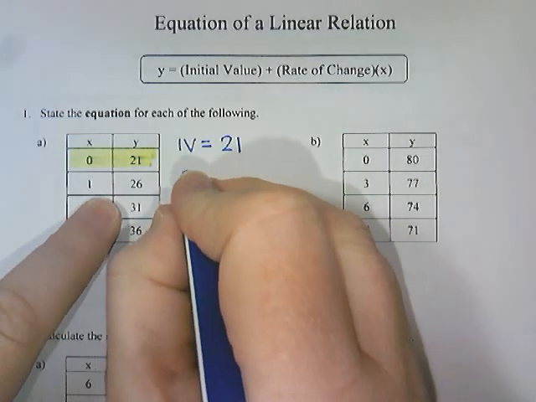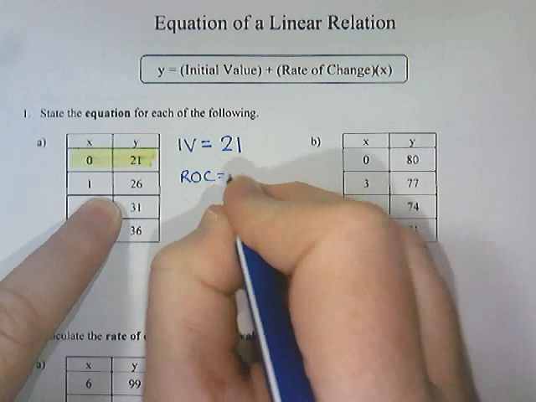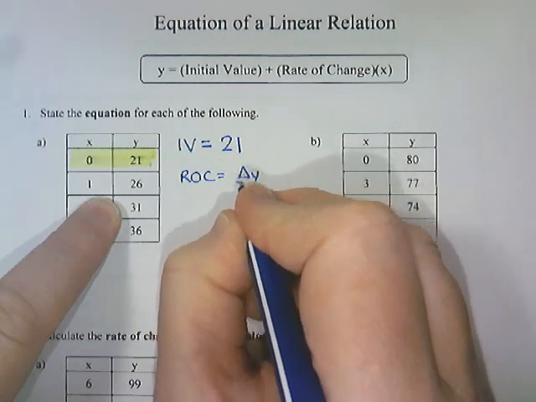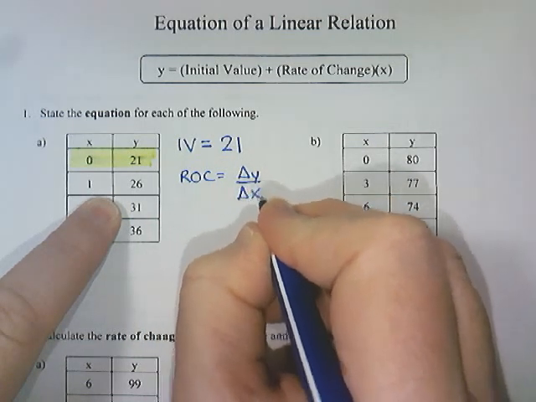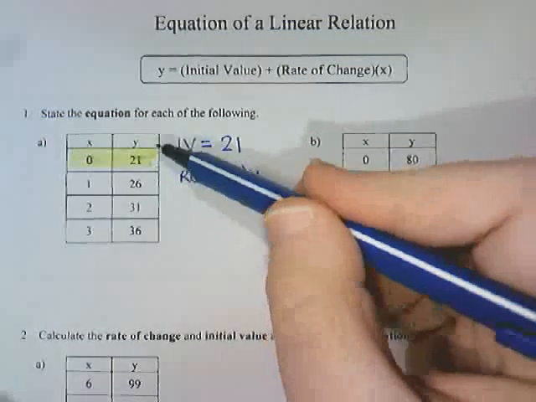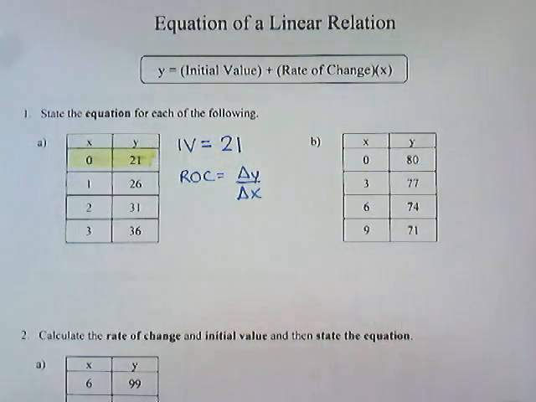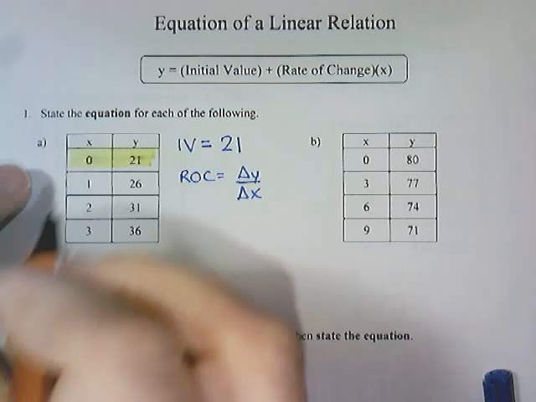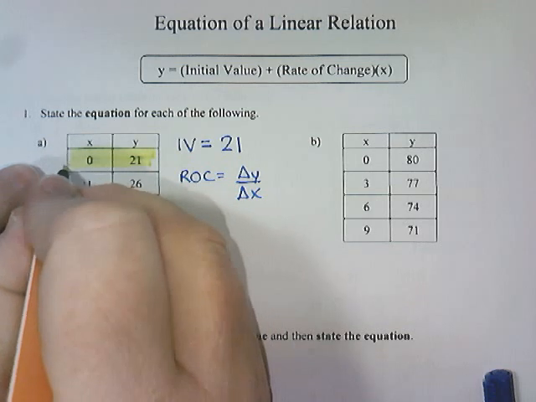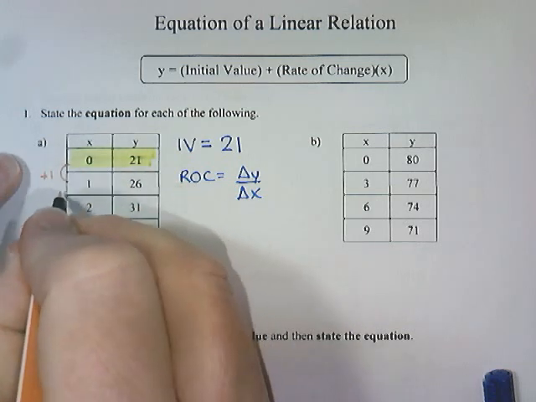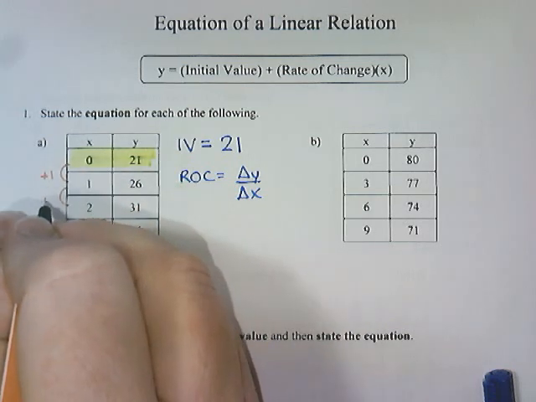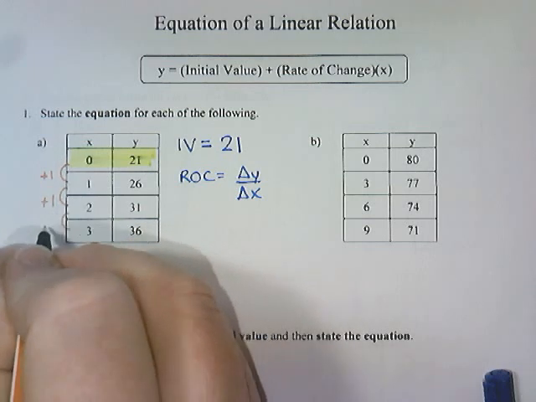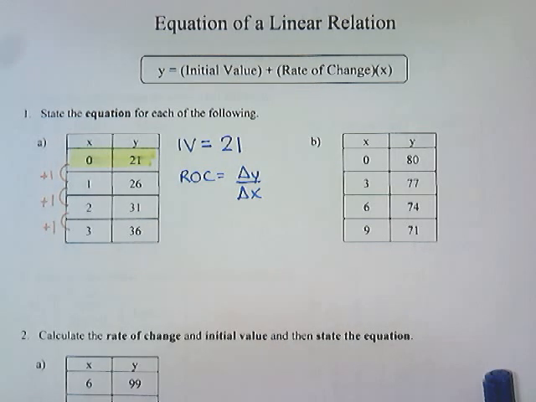For the rate of change, we do delta y divided by delta x. Now, delta y are the differences on the y side, and delta x are the differences on the x side. So I need to actually calculate those differences to be able to do this. So 0 to 1, I added 1. From 1 to 2, we added 1. And from 2 to 3, we added 1.